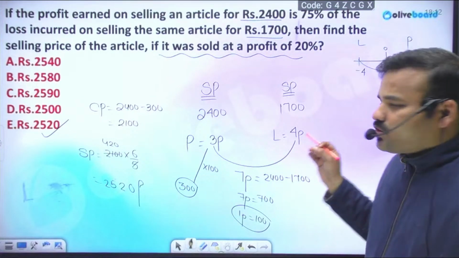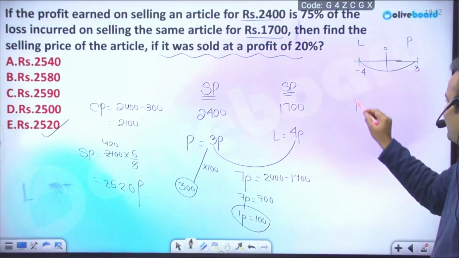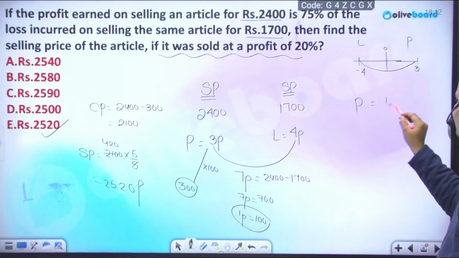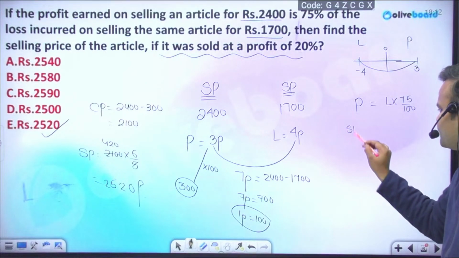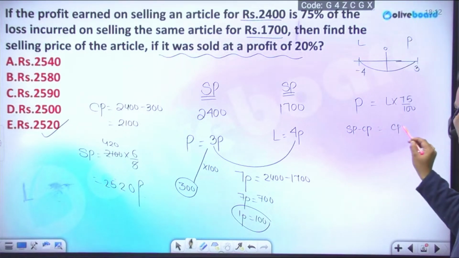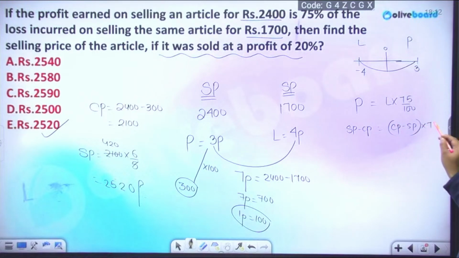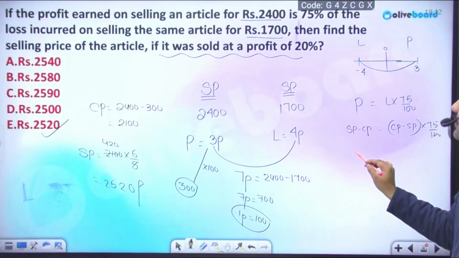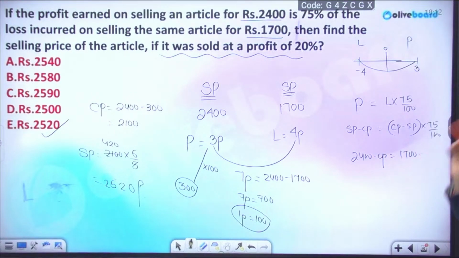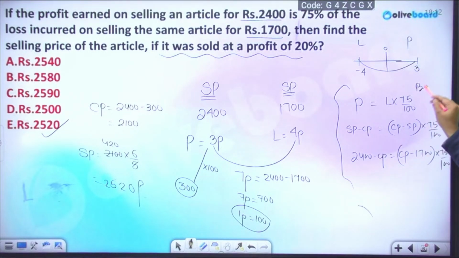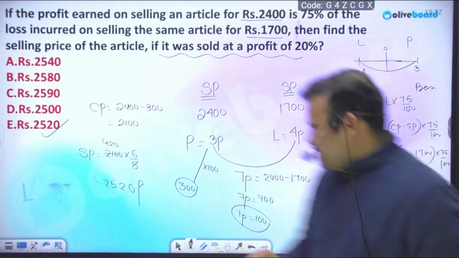Or else, if you have to solve it via the basic method, let me show it by a basic method also. The profit is 75% of the loss. This is the basic. Profit is SP minus CP, and loss is CP minus SP. So SP is 2400 minus CP, and this is 1700, sorry, CP minus 1700, into 75%. So this is calculative. If you are solving this, this is the basic approach, and you can solve it orally. Fine. Next question.